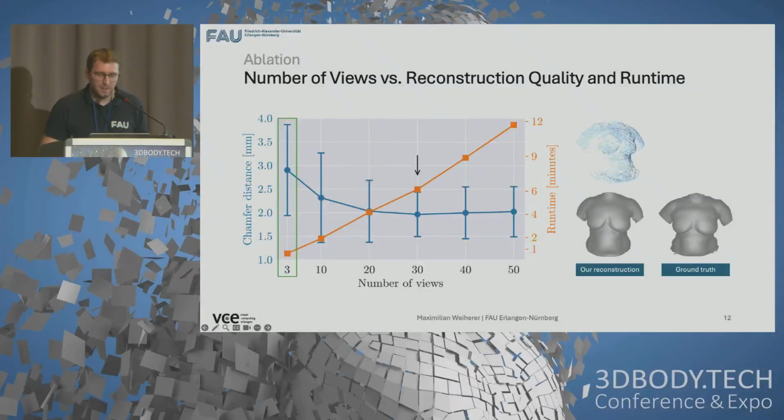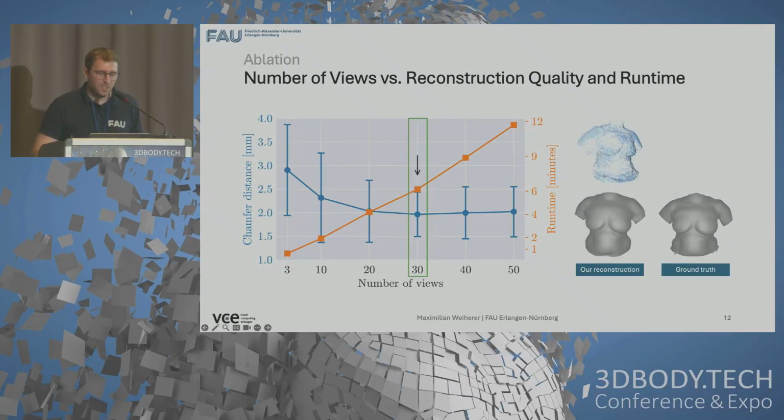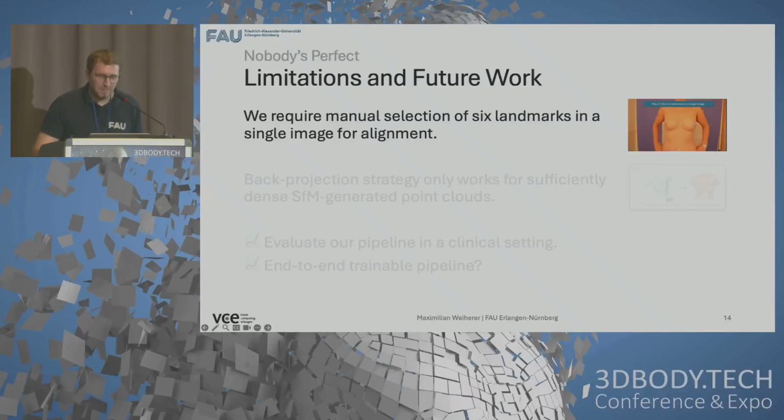We evaluate our reconstruction accuracy as a function of the number of input views that we extract from the video. So overall, we found that in our experiments, 30 images works best, and this presents also the ideal trade-off between speed and accuracy. So one drawback of our method is that we require the manual selection of 6 landmarks during the alignment phase.